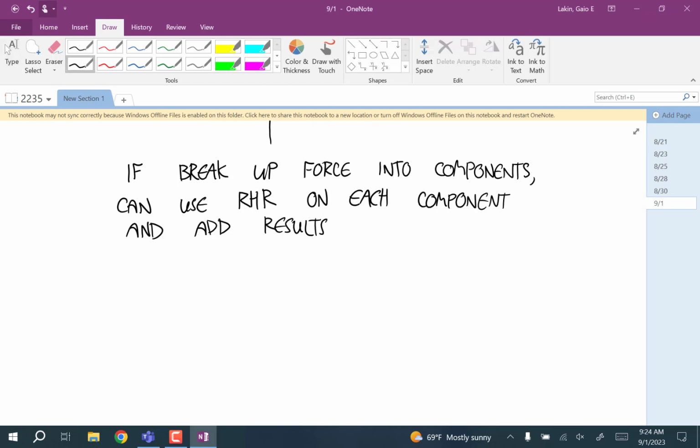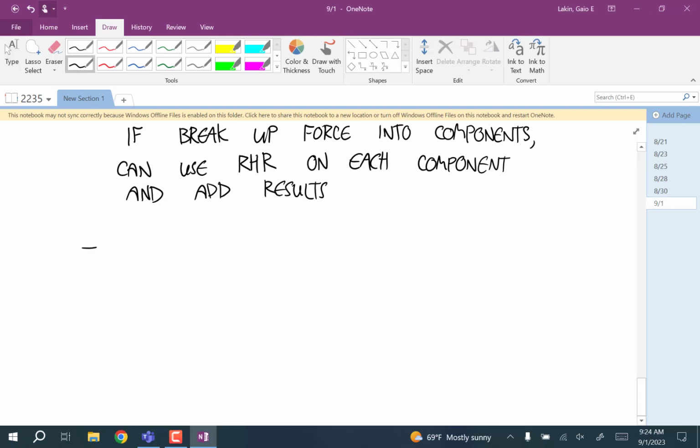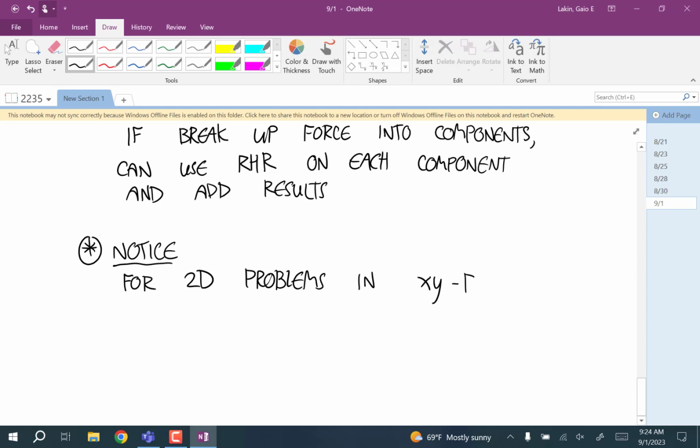Okay, for 2D, notice, we're going to do a lot of 2D problems. And for 2D problems in the XY plane, moments are always parallel to the z-axis. They only have z components.